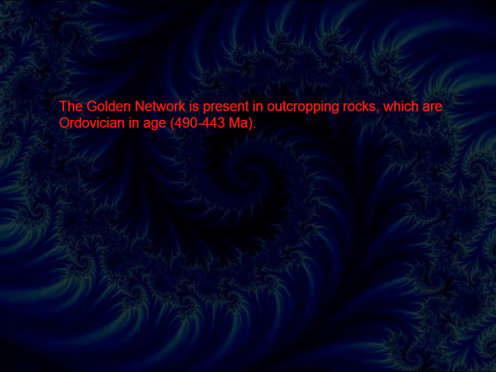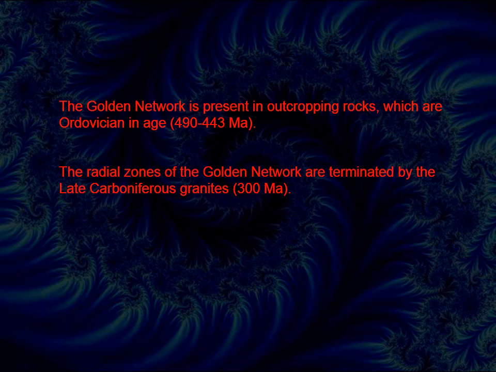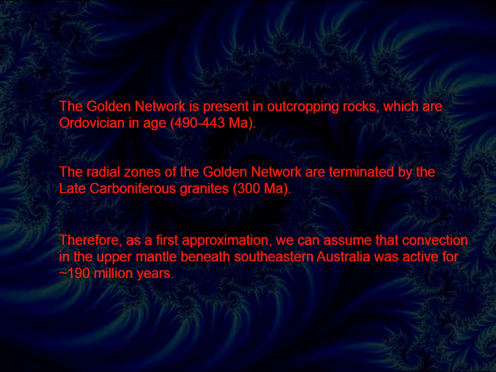The Golden Network is present in outcropping rocks which are Ordovician in age, that is 490 to 443 million years ago. The radial zones of the Golden Network are terminated by the late Carboniferous granites, 300 million years ago. Therefore, as a first approximation, we can assume that convection in the upper mantle beneath southeastern Australia was active for approximately 190 million years.